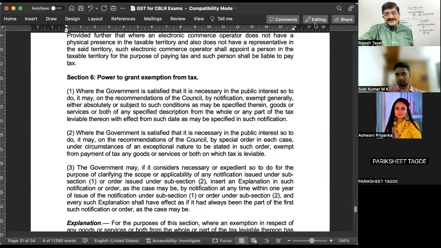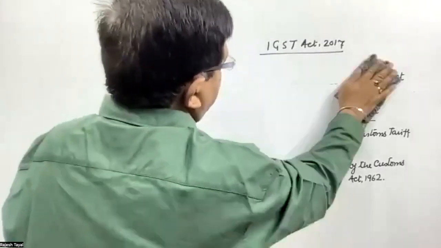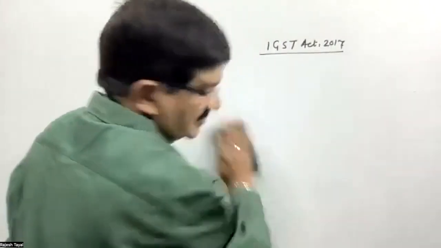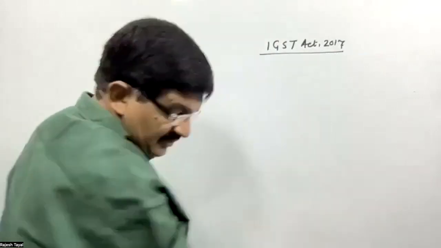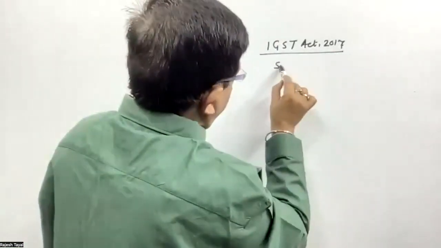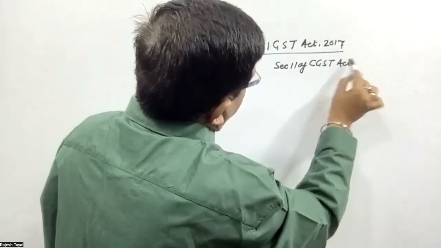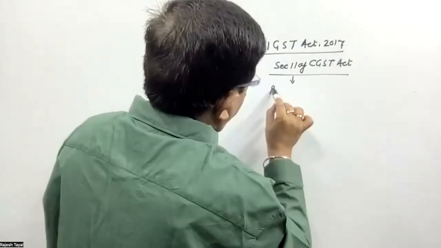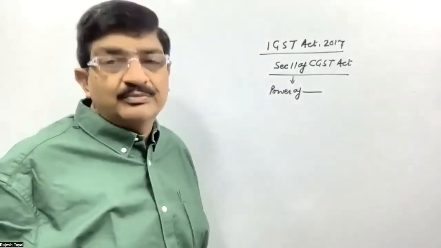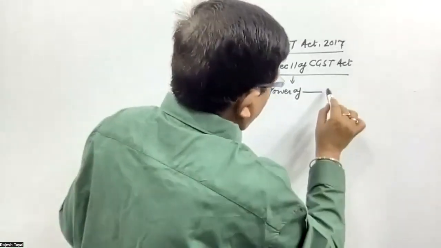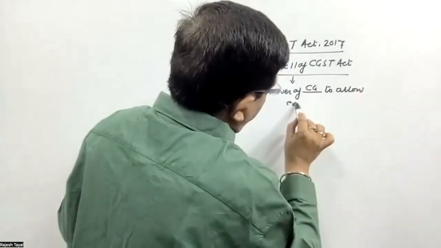Now, before I go to section 6, I'll discuss section 11 of the CGST. So what was there in section 11 of the CGST Act? This is power to allow exemptions. Power of whom? Central government.